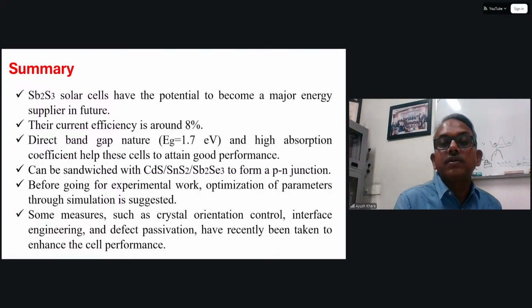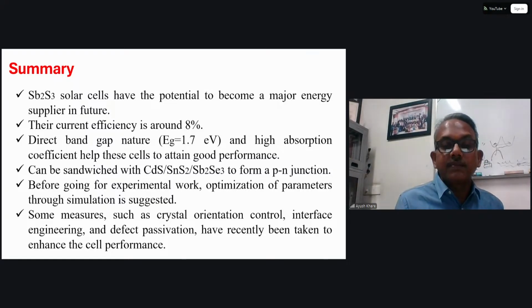either CdS or SnS2 or Sb2S3 to form a PN junction. Before going for experimental work, optimization of different parameters is suggested because it will help you not to waste time on experimental work. After optimization of the parameters, you can directly go for the experimental work.